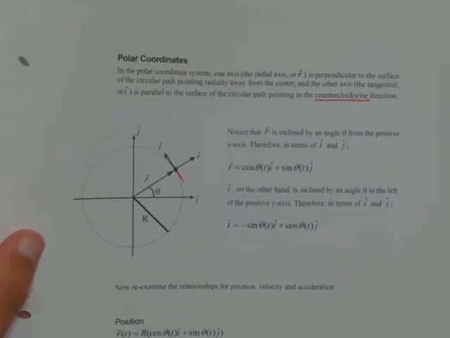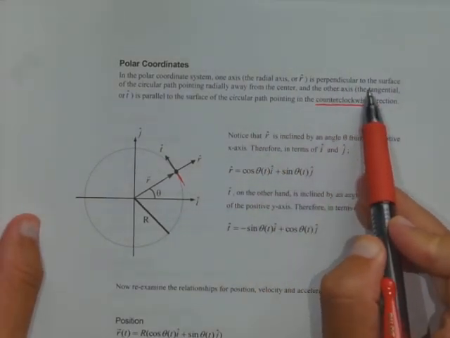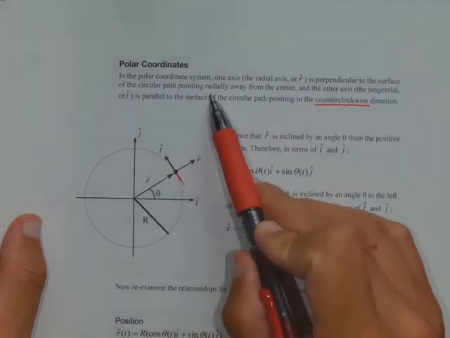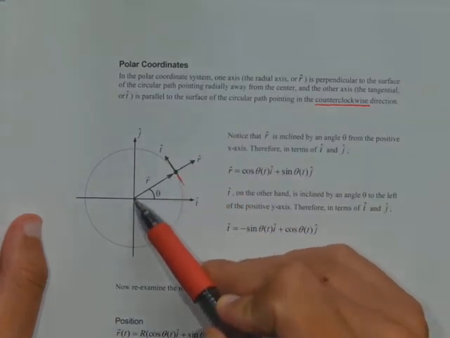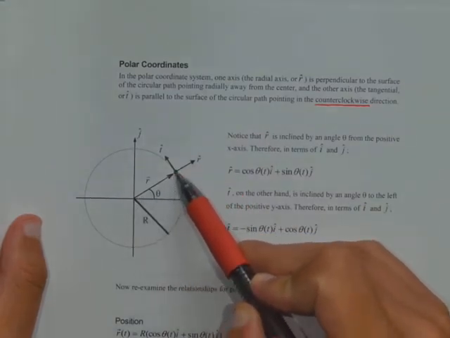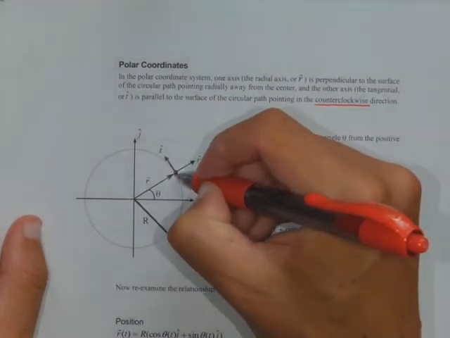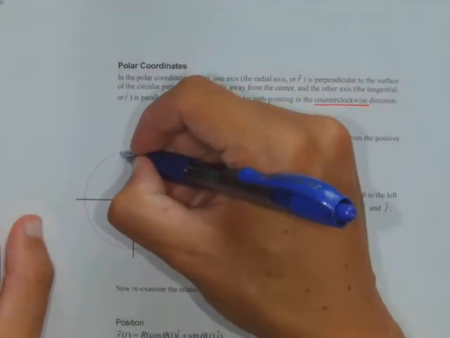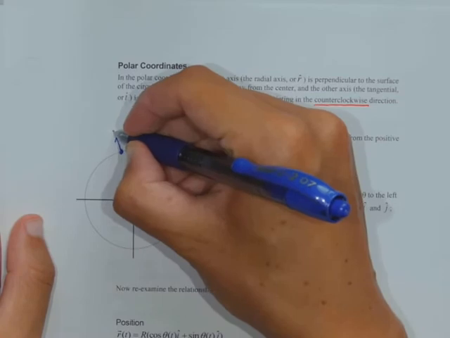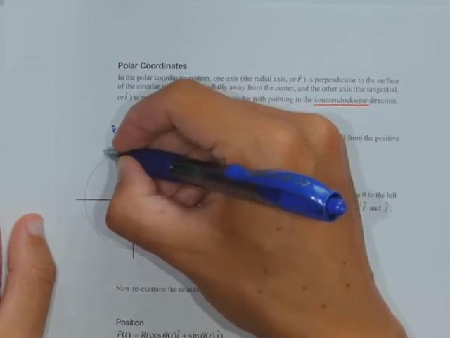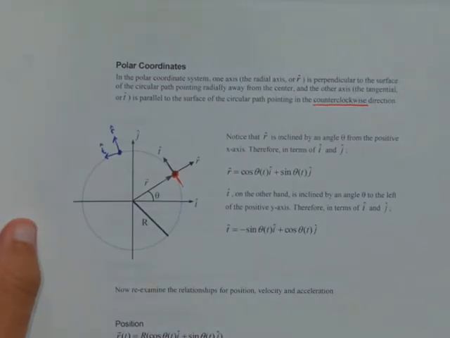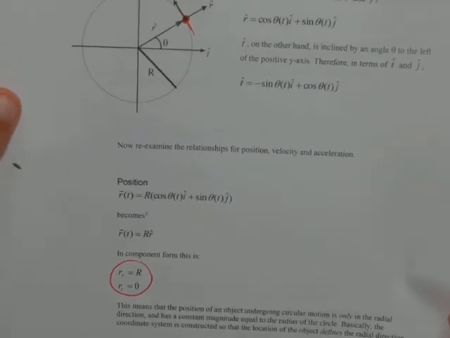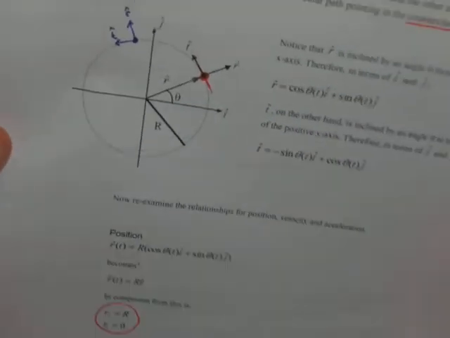tangential directions are defined. The radial axis is perpendicular to the surface of the circular path, so perpendicular to the tangential direction, pointing radially away from the center, right to the location of the particle. So when your particle is here, the radial direction is pointed outward here, but by the time your particle moves over here, the radial direction is now pointing this way, and the tangential direction is pointing this way. So your coordinate system is moving with your particle, so the position never has a tangential component. Okay, so we have the radial and tangential components for position.